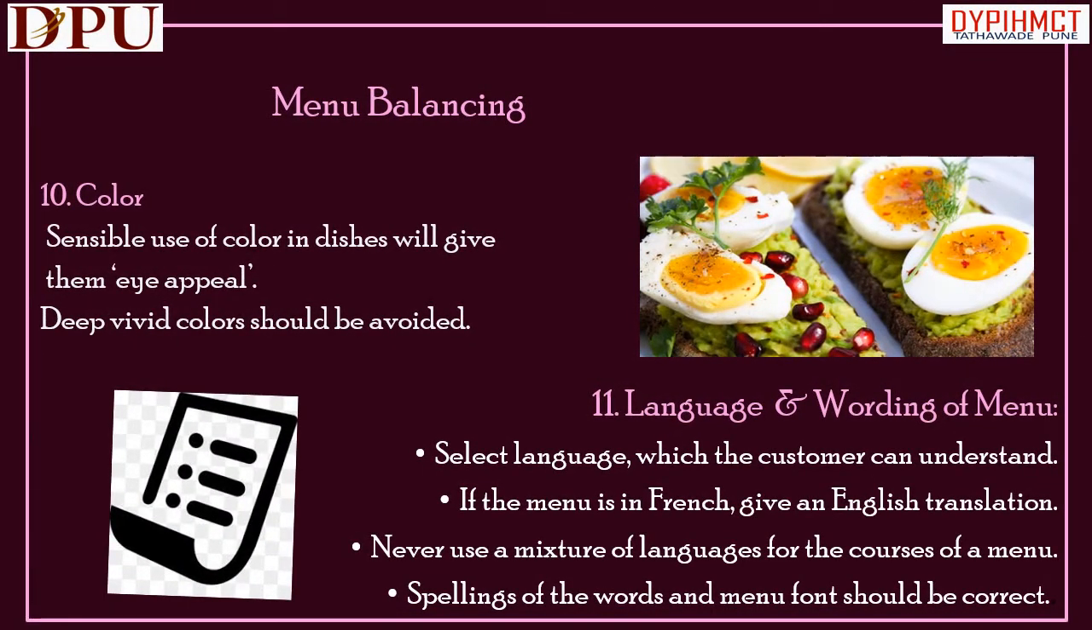Next, the menu balancing parameters are color. A sensible use of colors in dishes will give them eye appeal. Deep, vivid colors should be avoided. Colorful food attracts guests. Language and wording of the menu: select a language which the customer can understand. If the menu is in French, give an English translation. Never use a mixture of languages for the courses of a menu. Spellings of the words and menu font should be correct.